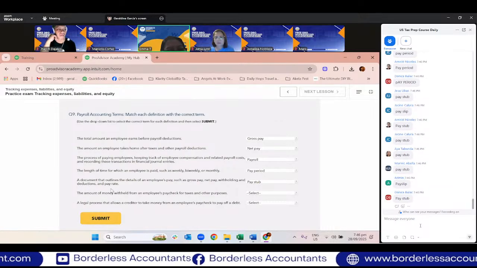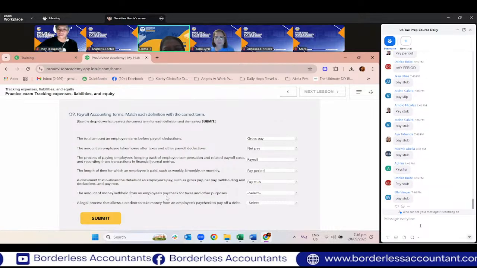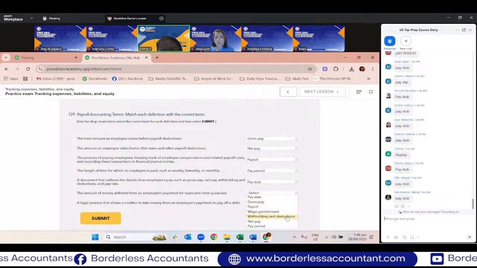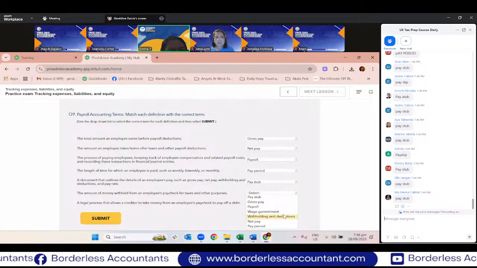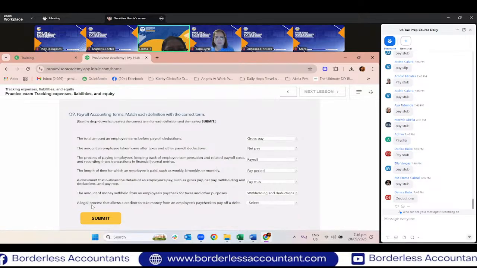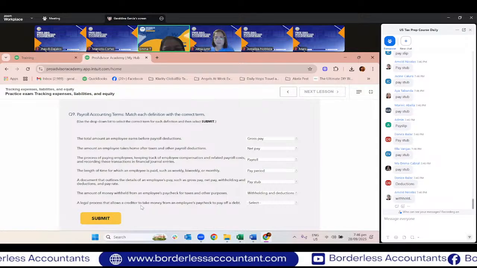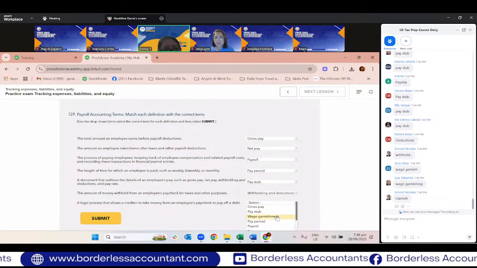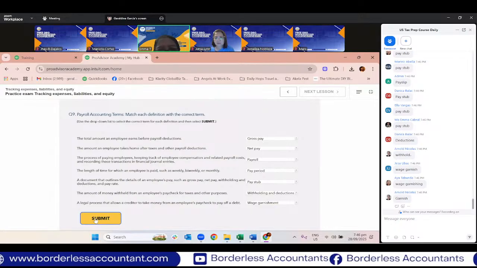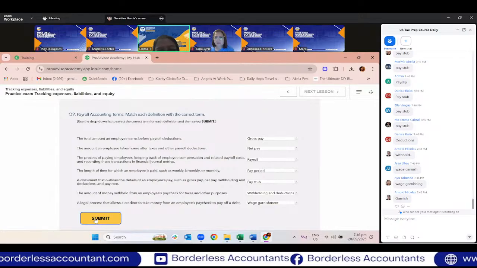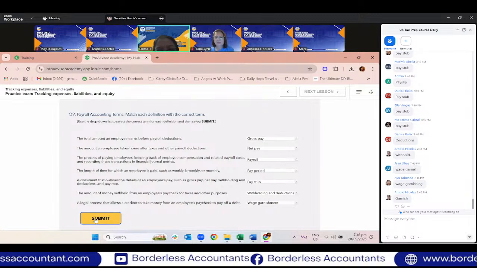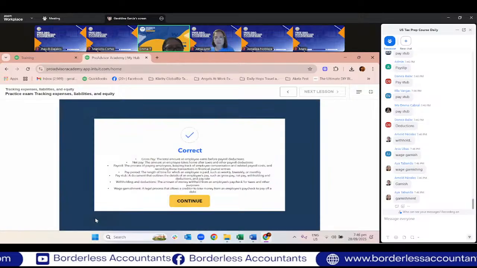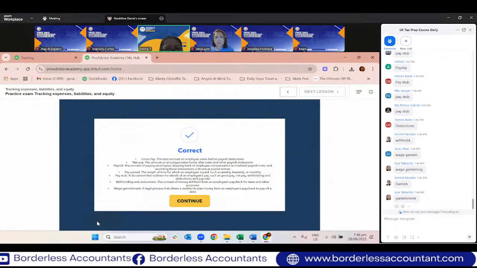Then the amount of money withheld from an employee's paycheck for taxes and other purposes. So let's click on withholding and deductions. The last is a legal process that allows a creditor to take money from an employee's paycheck to pay off debt. So wage garnishment. So our answers are gross pay, net pay, payroll, pay period, pay stub, withholding, and so on. I think that's good. Can we submit, gang?